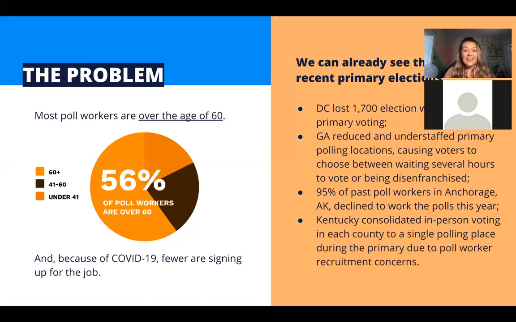And in Kentucky, a shortage of poll workers during the primaries forced them to consolidate in-person voting places to 1 per county. All of these examples should make it pretty clear that without enough poll workers, polling places close, people have to wait for hours to vote, and it's not good for our democracy.